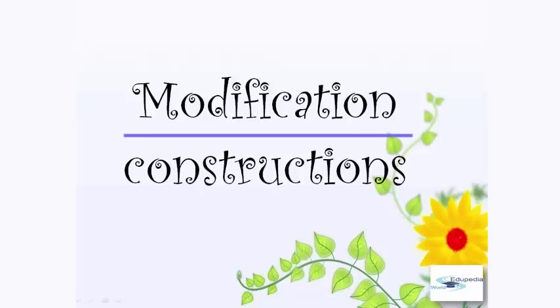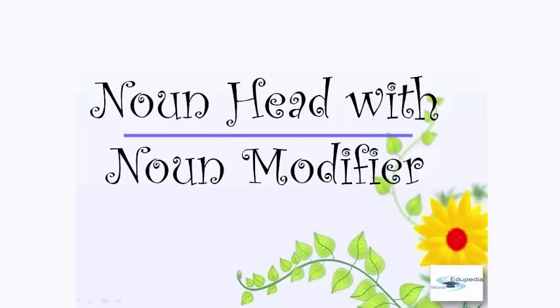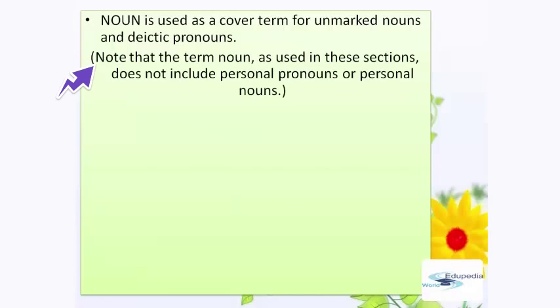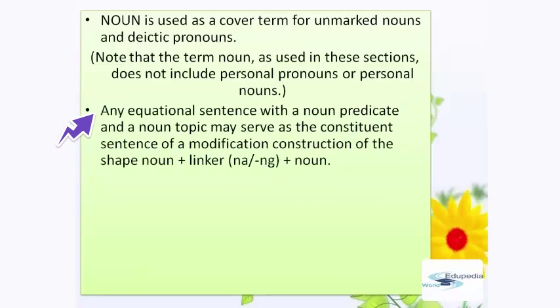Modification constructions, continuation. We are going to talk about noun head with noun modifier. Noun is used as a cover term for unmarked nouns and deictic pronouns. Note that the term noun, as used in these sections, does not include personal pronouns or personal nouns. Any equational sentence with a noun predicate and a noun topic may serve as the constituent sentence for a modification construction of the shape noun plus linker na or nang plus noun.